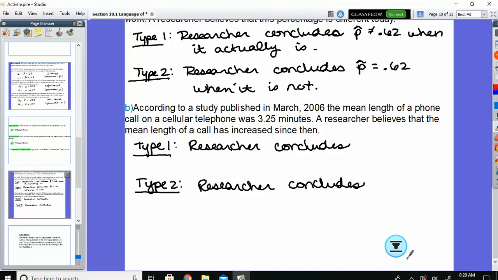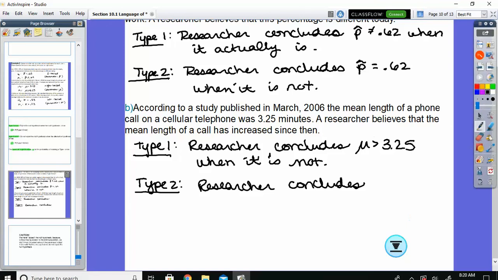So type 1 means you reject the null, but you shouldn't. If we reject the null, that means we're going with the alternative. The alternative was that the mean has increased, so we conclude that the mean is greater than 3.25 when it is not, or when it is still equal to 3.25. Maybe I should say "when it is still equal to 3.25," instead of just saying "is not."